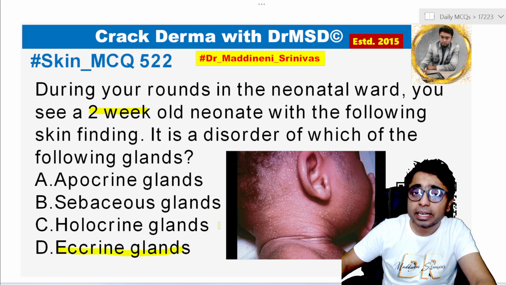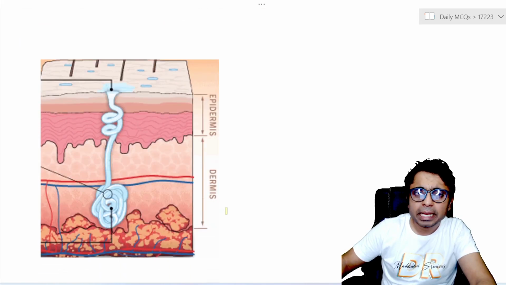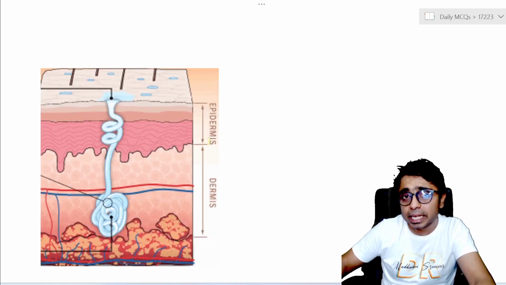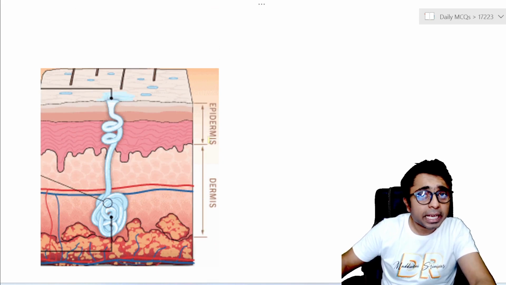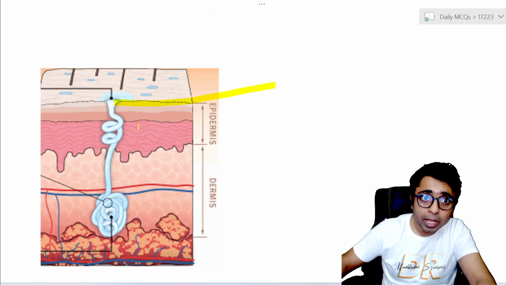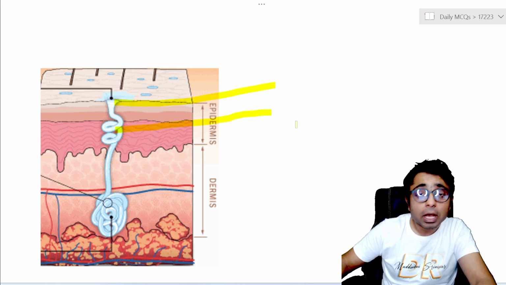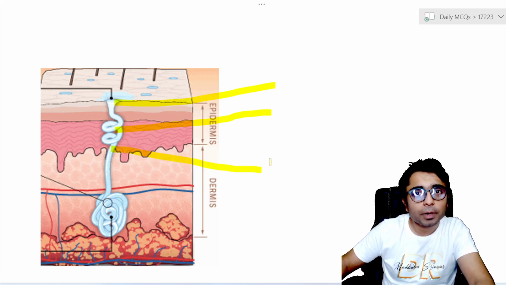with eccrine gland obstruction. Please be aware that miliaria is of three types: Miliaria crystallina, where the obstruction is at the level of the stratum corneum; Miliaria rubra, where the obstruction is at the level of the Malpighian layer, that is the junction of the stratum spinosum and the stratum basale; and Miliaria profunda, where the blockage in the eccrine gland is at the dermoepidermal junction. So these are the three types of miliaria: crystallina, rubra and profunda.